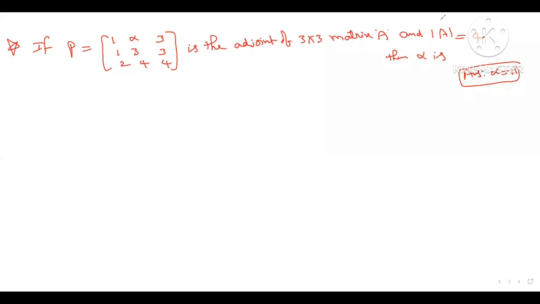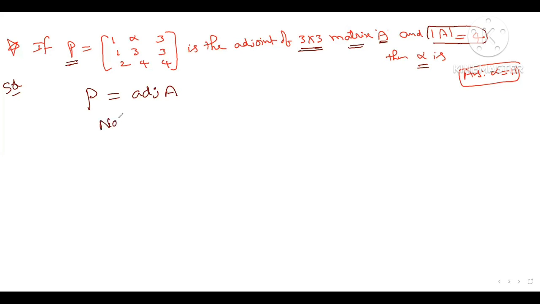Okay, now explain the next question. In the statement, matrix P is given as the adjoint of a 3 by 3 matrix A, as well as determinant of A value 4. Then find out the alpha value. So here P is the adjoint of a 3 by 3 matrix. P is equal to adjoint of A.